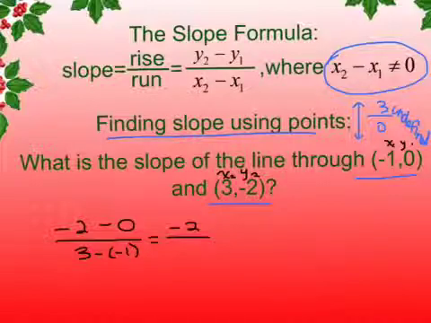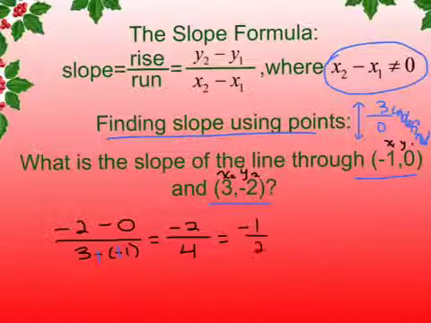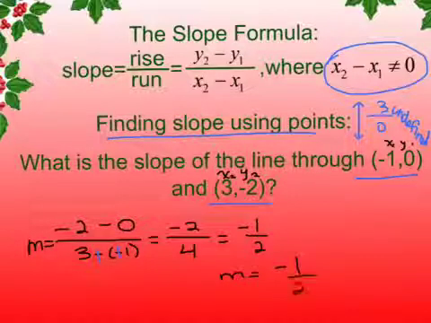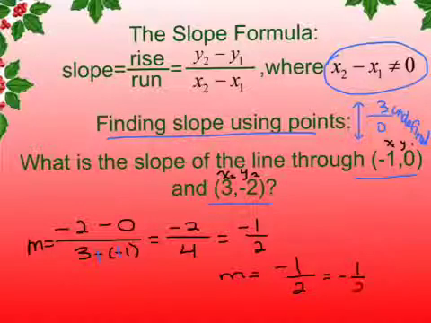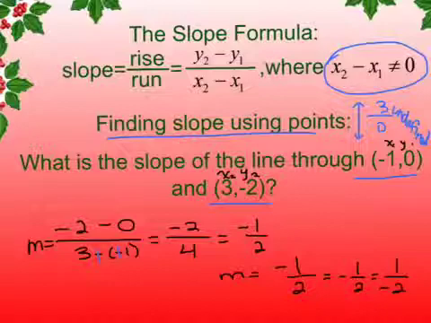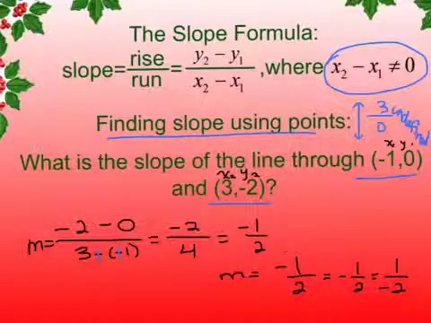3 minus -1, you keep the sign of the first, change it to addition, change it to a positive. So you get 3 plus 1, which is 4, and then always reduce it. So this reduces down to -1/2, and that's what our slope is equal to. M equals -1/2. Now you can write this as the negative in front, the negative in the denominator, or like the first way I had it, the negative in the numerator.